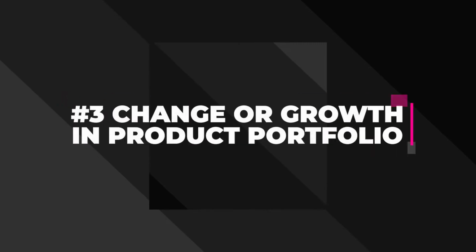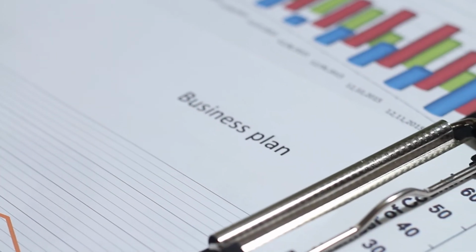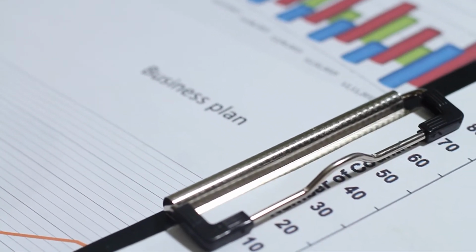Number three, change or growth in product portfolio. Now, positioning happens at both a brand and a product level, but product repositioning happens less frequently than brand repositioning because products rarely change their intended purpose for their intended audience. That said, as products are introduced and the portfolio of products grows, brand repositioning may be required if the portfolio expands outside alignment with the brand's original position.